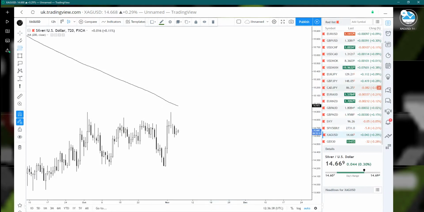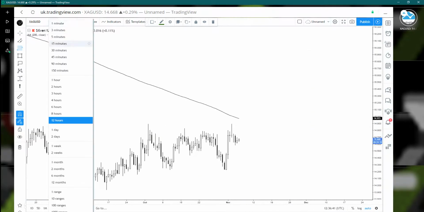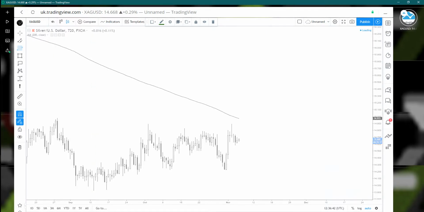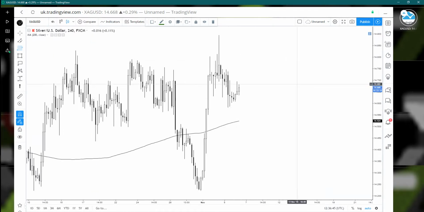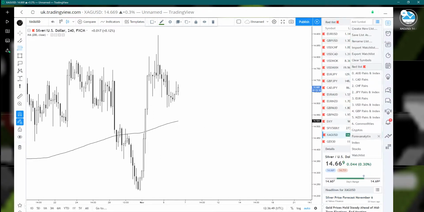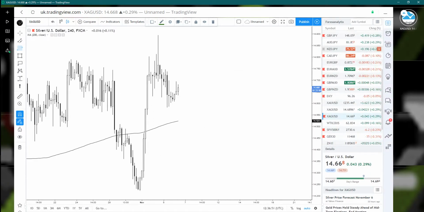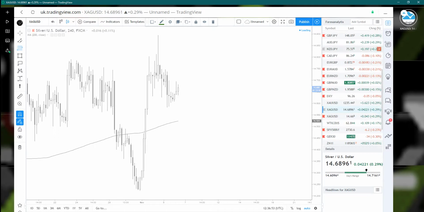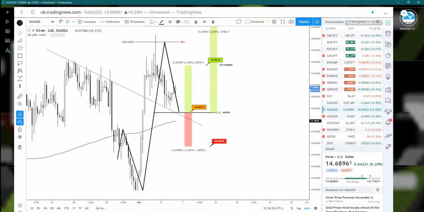Silver, I was expecting yesterday. Let me try to change this because I believe I have that drawn here.